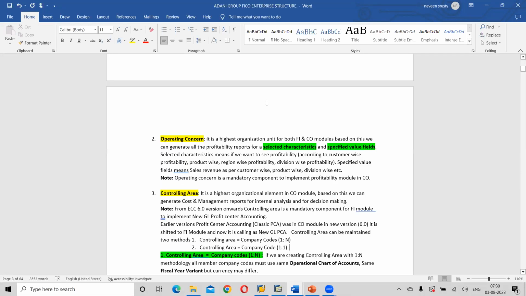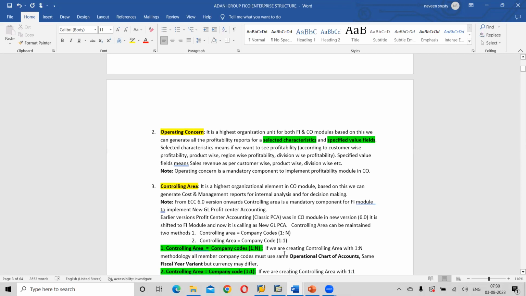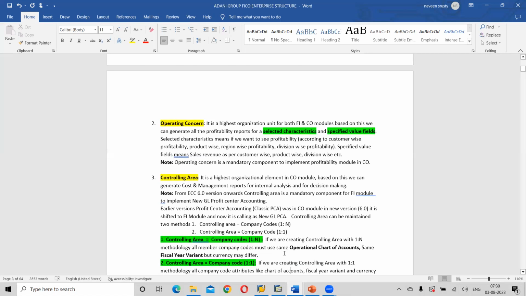So next, write down. Controlling area can be maintained in two methods. Controlling area equals company codes, that is 1:n methodology, and controlling area equals company code 1:1 methodology. So first one, write down: controlling area equals company codes, 1:n methodology. This is very, very important.